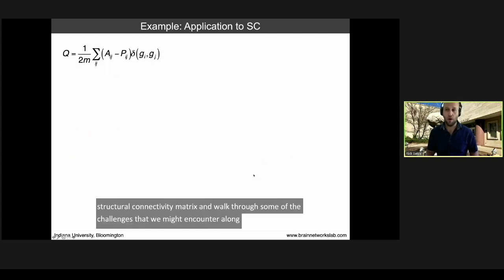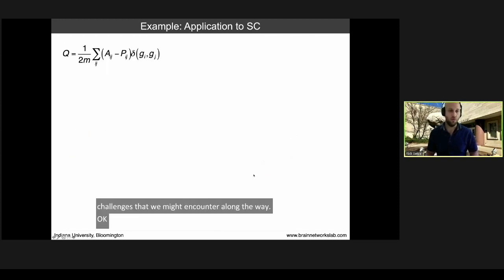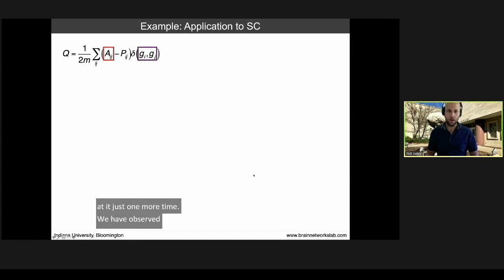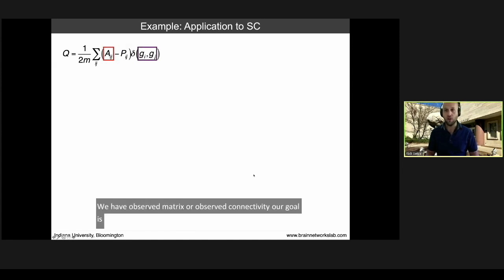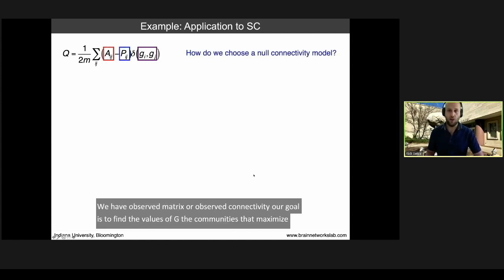Okay, so remember I promised there wouldn't be much more math, but remember our equation for modularity. Let's look at it just one more time. We have our observed matrix, our observed connectivity. Our goal is to find the values of G, the communities that maximize Q, but we're still left with this question of how do we define our null connectivity model? How do we define what P is?